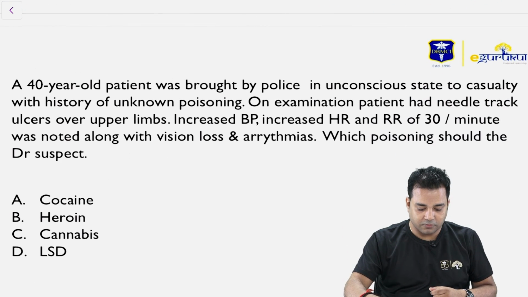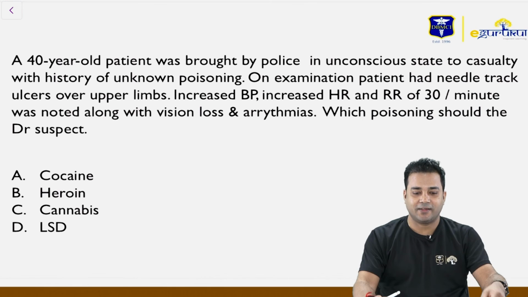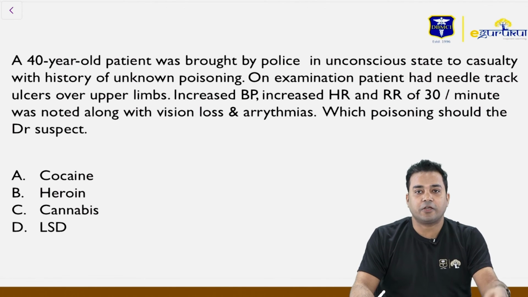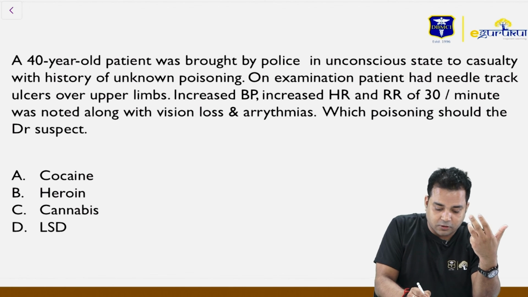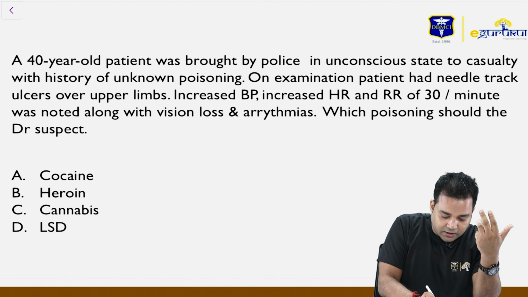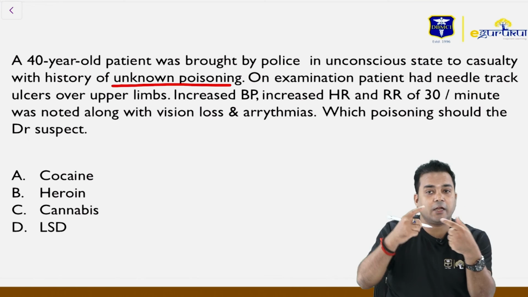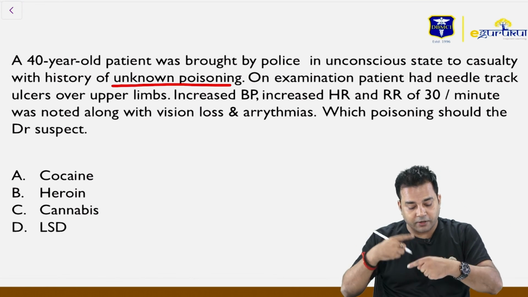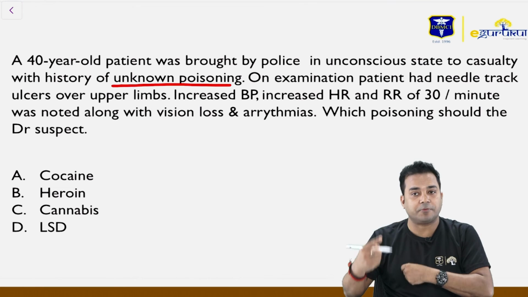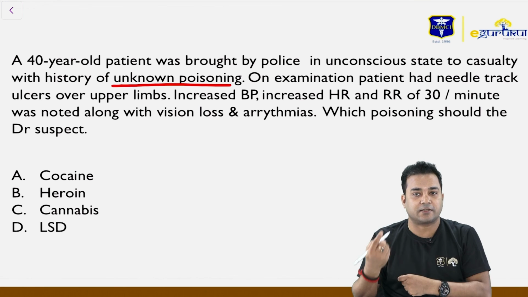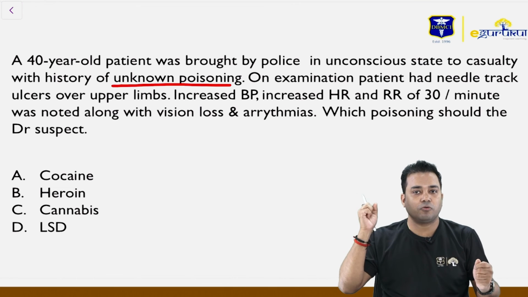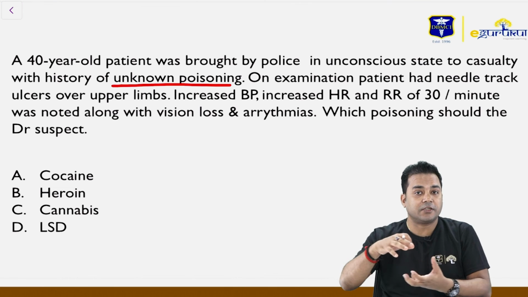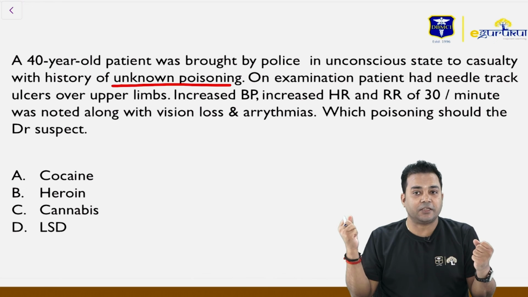Now try to solve this question. Is this a tough question? A 40-year-old patient was brought by police in an unconscious state to casualty with a history of unknown poisoning. This is how questions are being asked nowadays. They give you the history of unknown poisoning. With the help of clinical features, you need to identify the type of poisoning, or they can ask you the treatment, or the diagnostic test to be performed. So this is how we are covering it in our classes also. What will be the differentials of unknown poisoning presenting with these features?